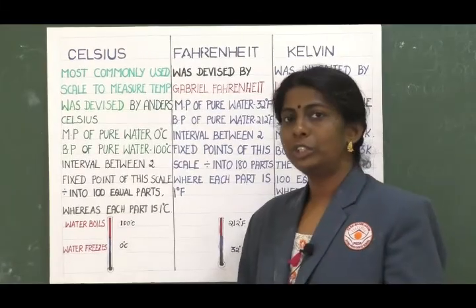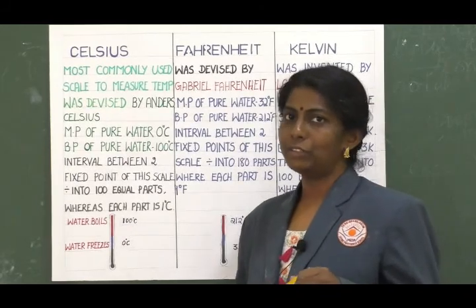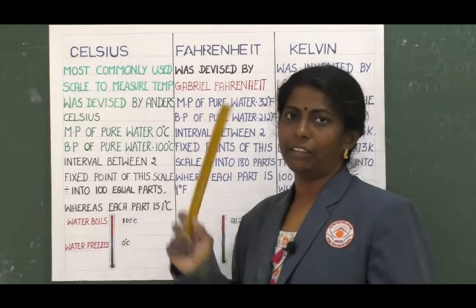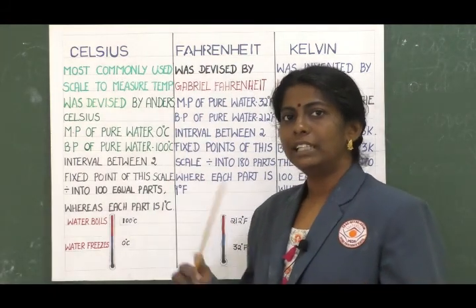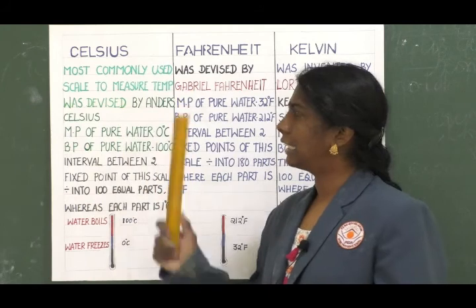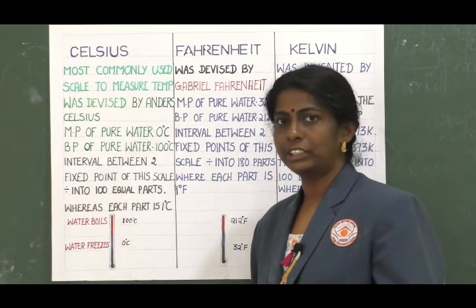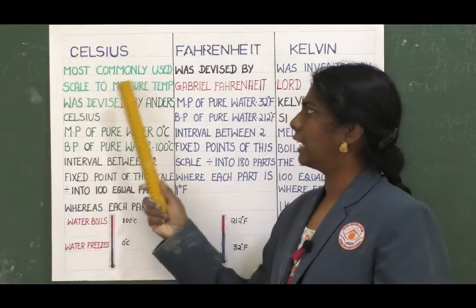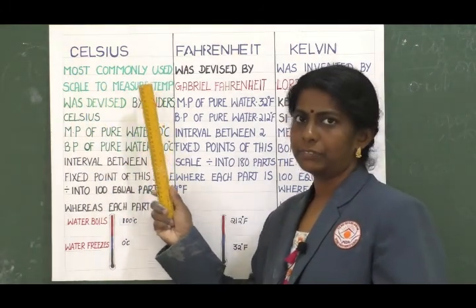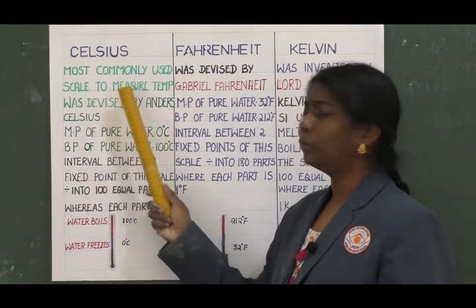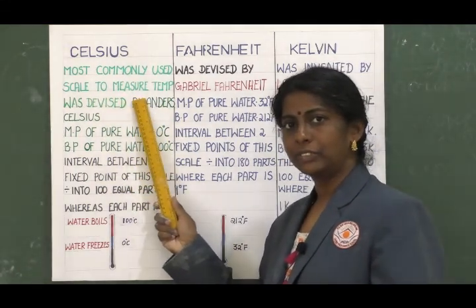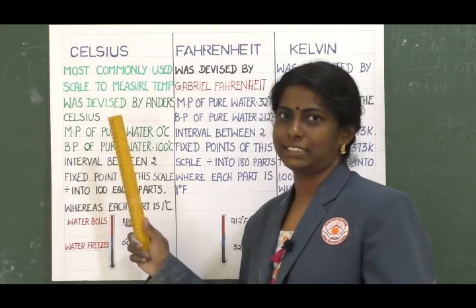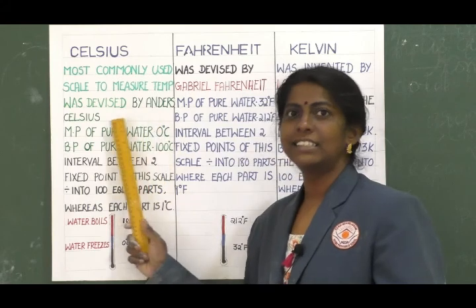Clear? Now children, there are 3 different scales of temperature, that is Celsius, Fahrenheit and Kelvin. Clear? So, let us learn about each scale in detail. First, the Celsius scale. It is the most commonly used scale to measure temperature. Clear? It was devised by Anders Celsius.